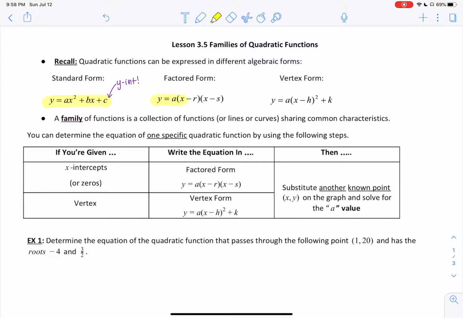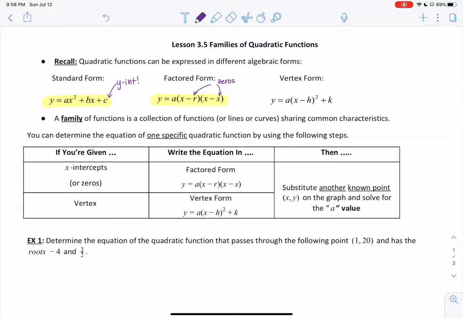Next, we have factored form, which is y equals a, x minus r, x minus s. And our r and our s are going to represent our zeros. But one major thing to remember is that in the equation, the signs are switched.